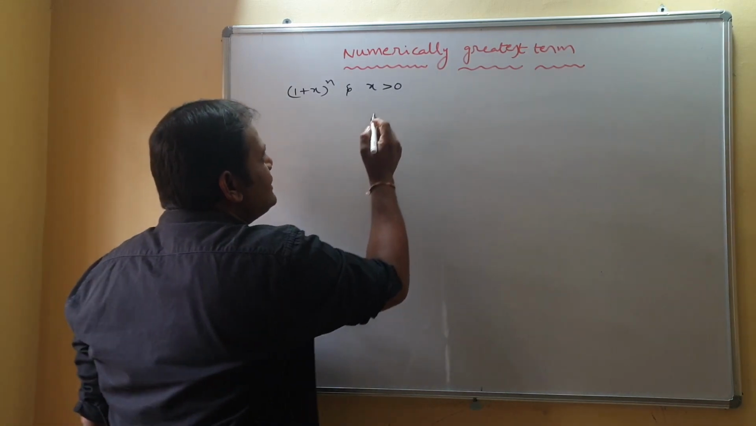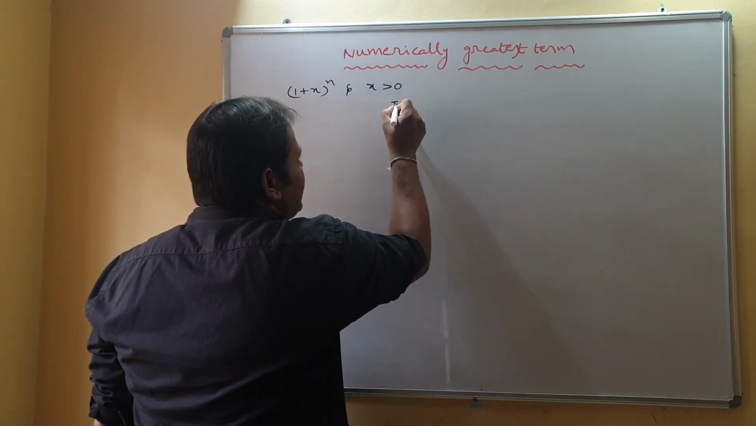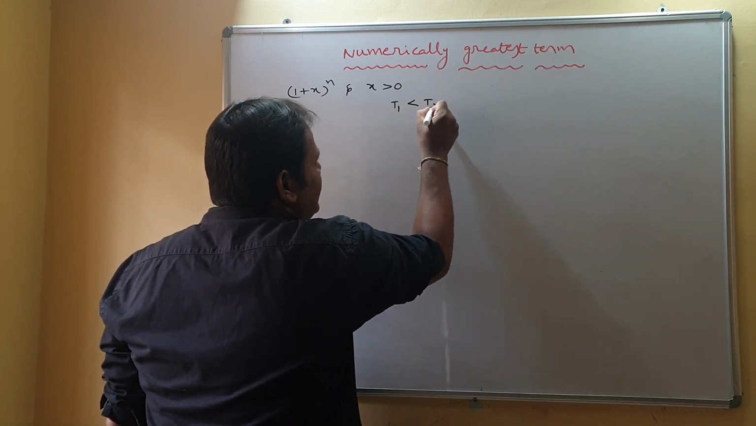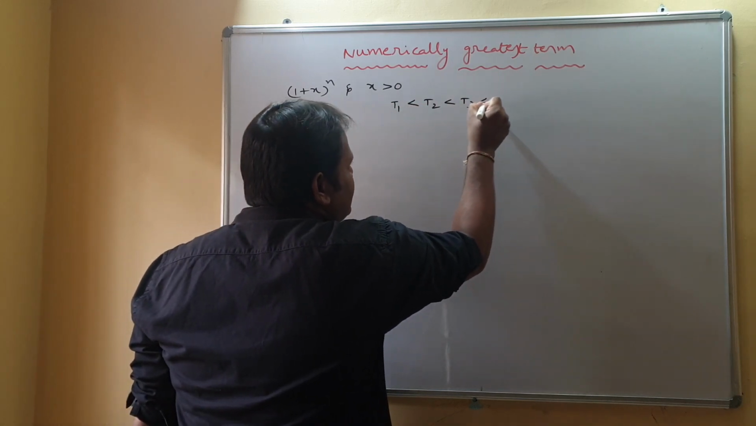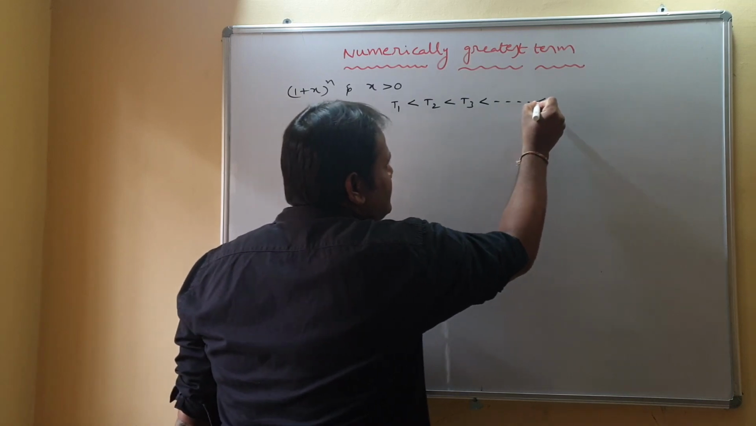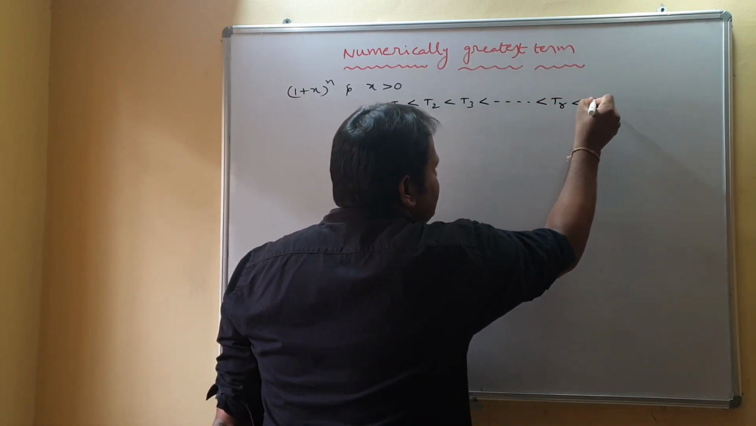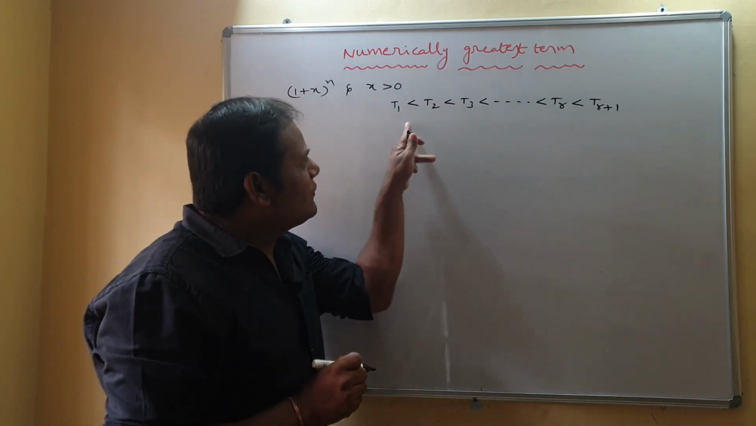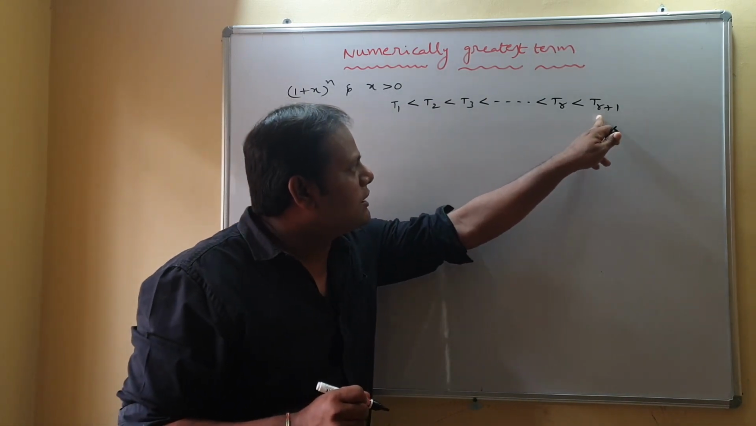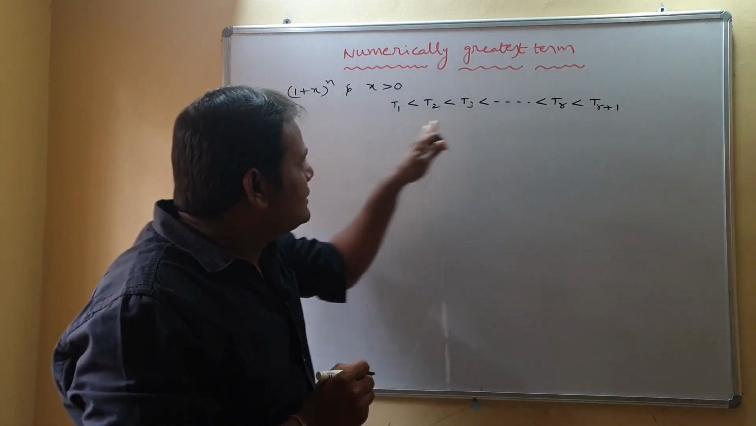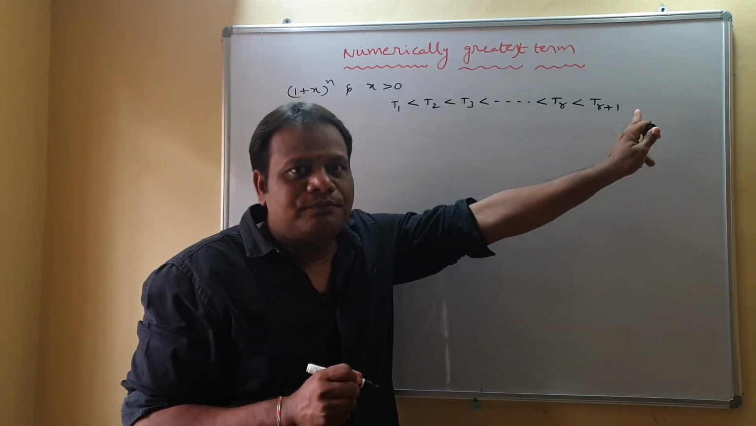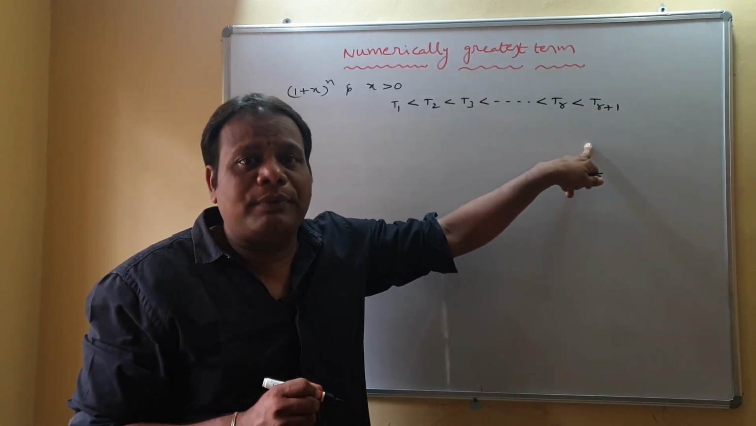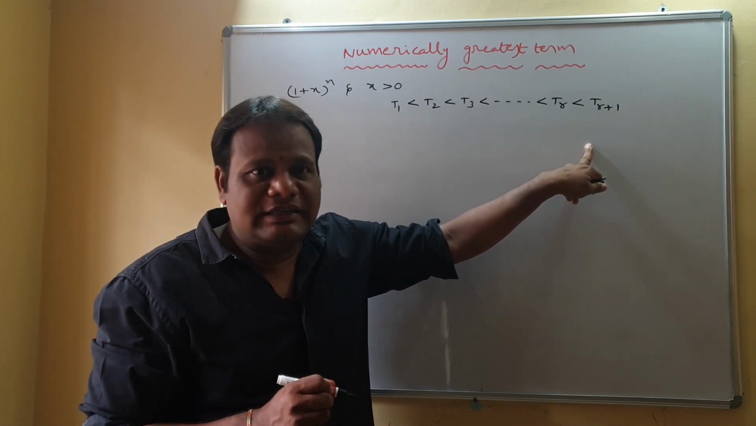Suppose I am taking T1 < T2 < T3 < and so on < TR < TR+1. Here T1 < T2 < and so on < TR+1 means the terms increase till what term? The (R+1)th term.